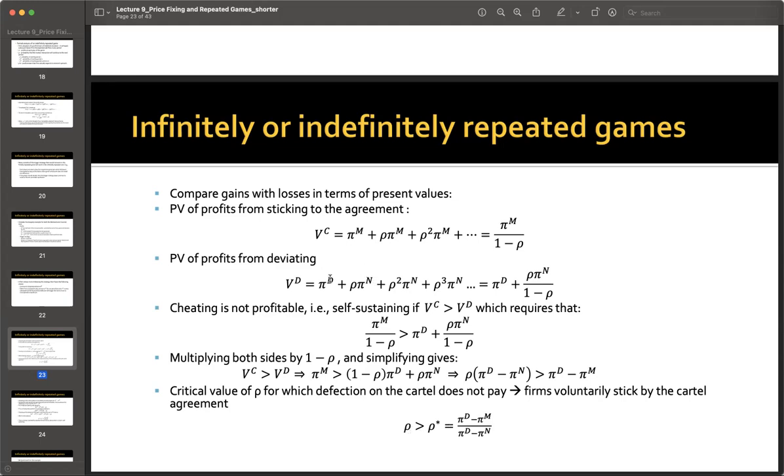So pag mas malaki yung profit from deviation, if the value for that one period deviation is very high, then dun nagkakaroon ka ng problema dito sa rho star. Kasi lalaki yung rho star and liliit yung possibility that your rho will actually be bigger than the rho star. Okay. So that's what I'm trying to point out. This numerator is very important to the value of rho star.